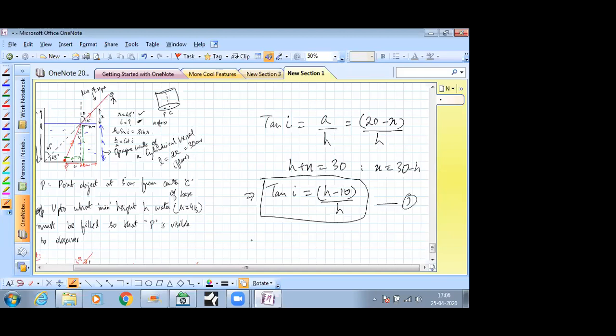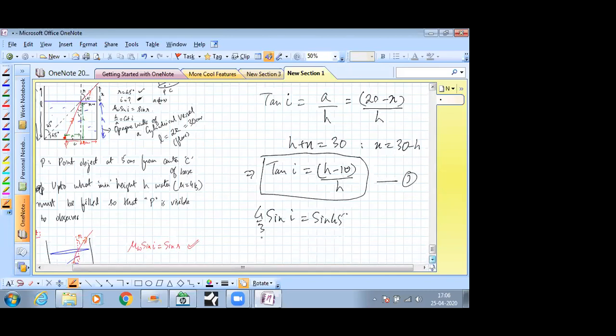Okay. Now Snell's law is telling me 4 by 3 sin I is equal to sin 45. So it is telling me that sin I is equal to how much? It is 3 by 4. That's my second equation. Okay. And now just solve these two.